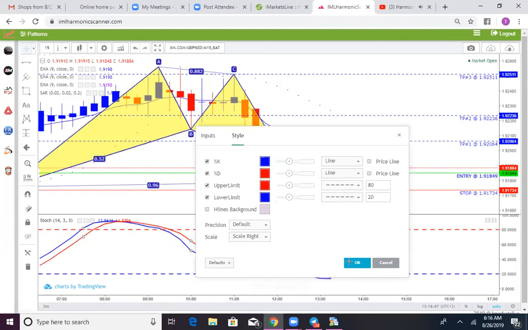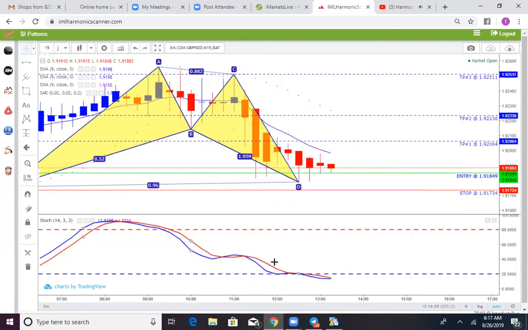All right. So now you have your stochastics. Then for my moving averages, let's come to the first one, EMA. Click on the middle one where it says format.